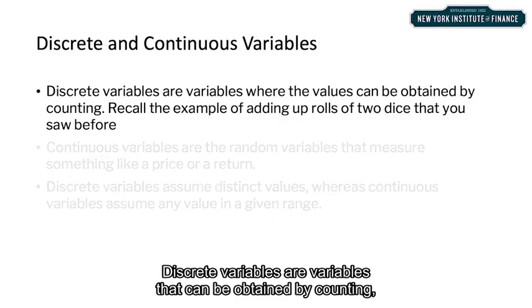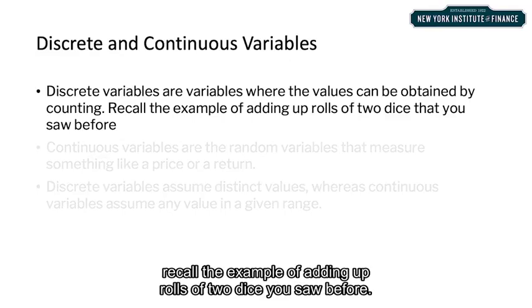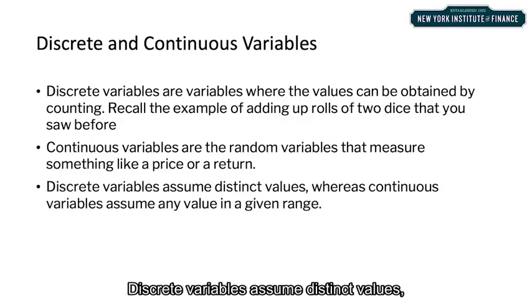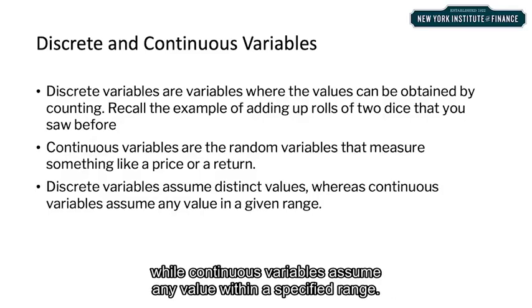Discrete variables are variables that can be obtained by counting. Recall the example of adding up rolls of 2 dice you saw before. Continuous variables are variables that measure something like a price or a return. Discrete variables assume distinct values, while continuous variables assume any value within a specified range.